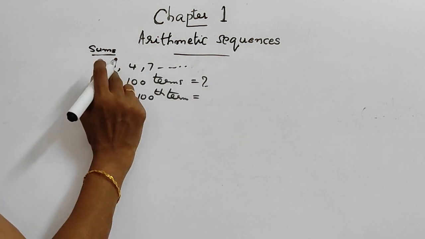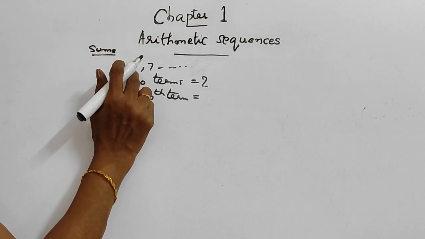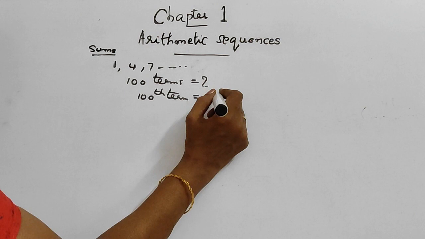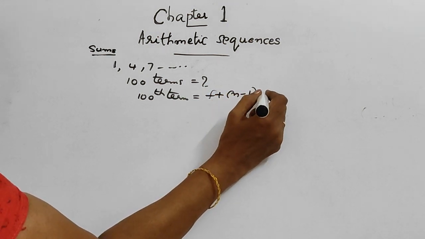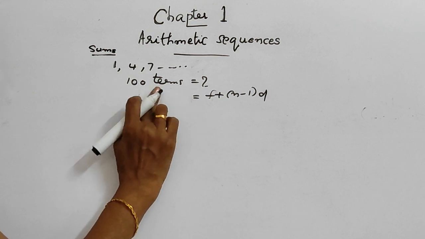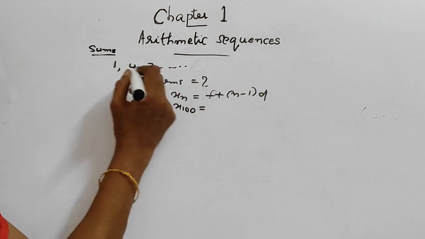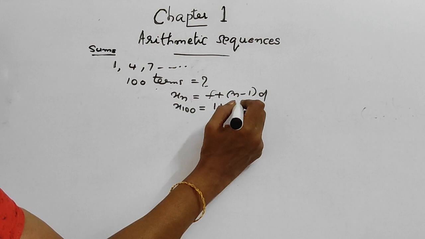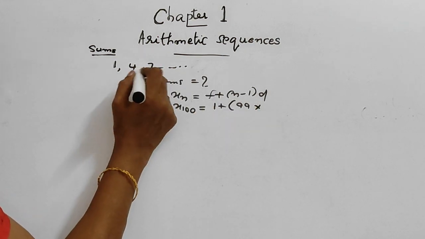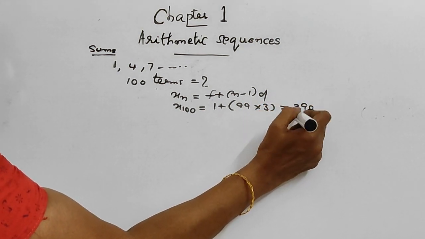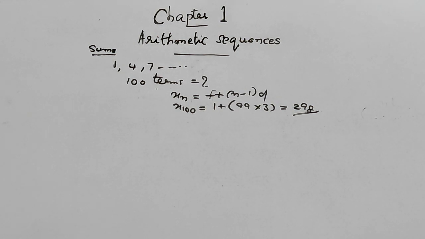How to find it? The first term is 1, second term is 4, third term is 7. The 100th term is, how to find it, f plus n minus 1 into d. This is not the 100th term, this is xn, the general form. The 100th term, x100, equals first term 1 plus 100 minus 1, 99, into d, the common difference is 3, equals 298. The 100th term is 298. So 1 plus 4 plus 7 plus and so on up to 298, we have to find the sum.